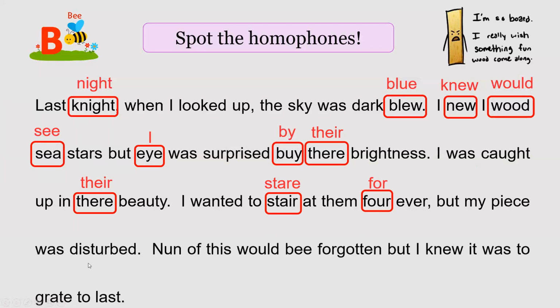But my peace was disturbed. Piece, you know what's a piece? We say piece of cake, piece of bread, piece of paper. So it's the wrong word. We need to write peace was disturbed.